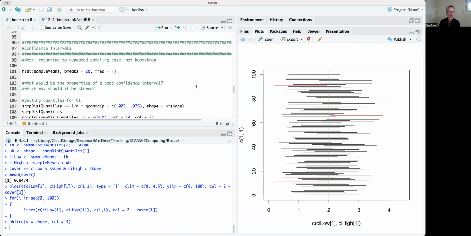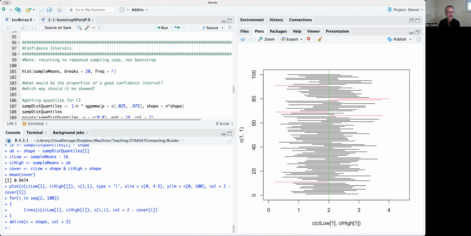Okay, so this is part 2 for the lecture for Monday, November 6th. We are continuing to talk about confidence intervals. So let me jump to R. Okay, so you're seeing where we left off with the review from last time.